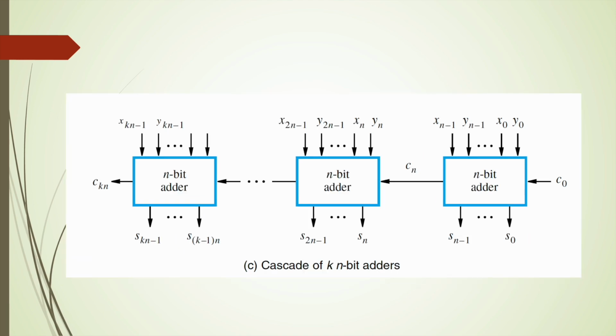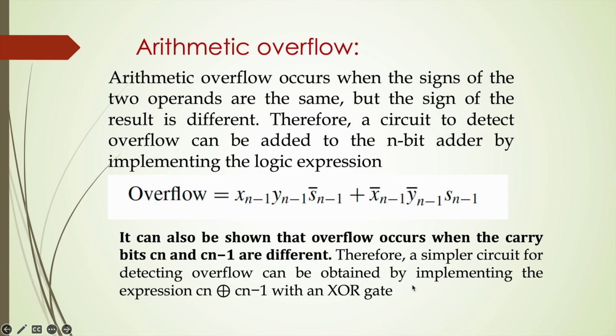Next, if you want to add more than one register, we use a cascade of n-bit adders. Sometimes when we calculate the addition of two numbers, the addition may exceed the capacity of the register. That is known by the computer through this logic, which is called overflow. If overflow happens, we should not neglect the carry bit. The carry bit has to be included as part of the answer. That is known by the system by using this circuit.